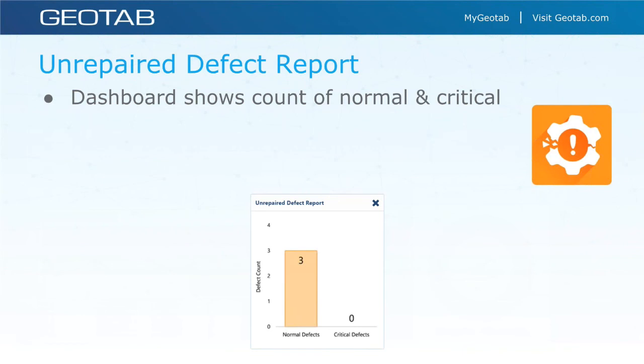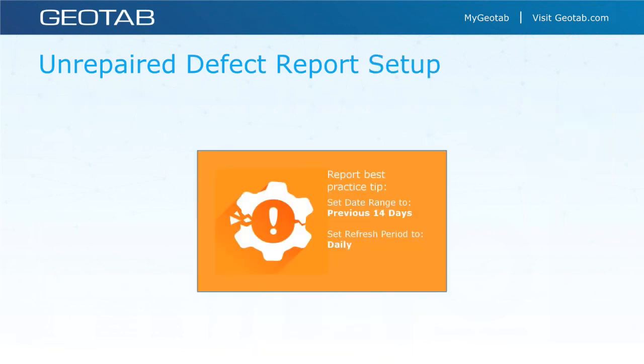This is an unrepaired defect report. So this is our new custom DVIR. Dashboard will display a count of both normal and critical defects. Now, once the defects have been repaired, they will disappear from this report. So these are normal and critical defects that have not yet been repaired or not yet been addressed. We recommend that this report is set up to the previous 14 days, refresh period daily, and of course you have a dashboard graphic that you can put on your dashboard for easy monitoring.